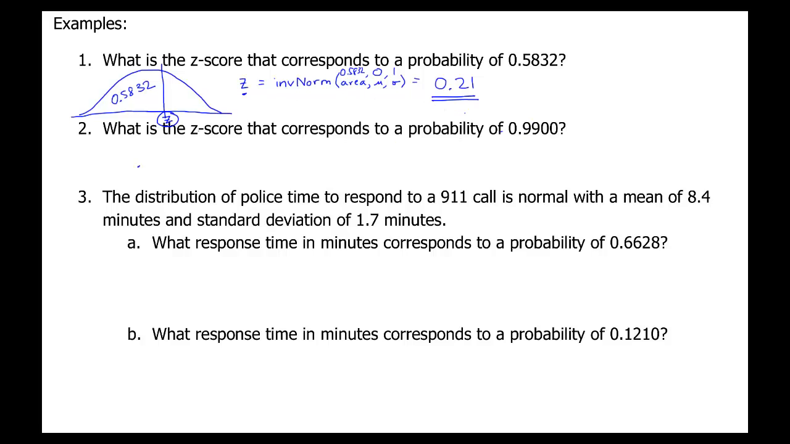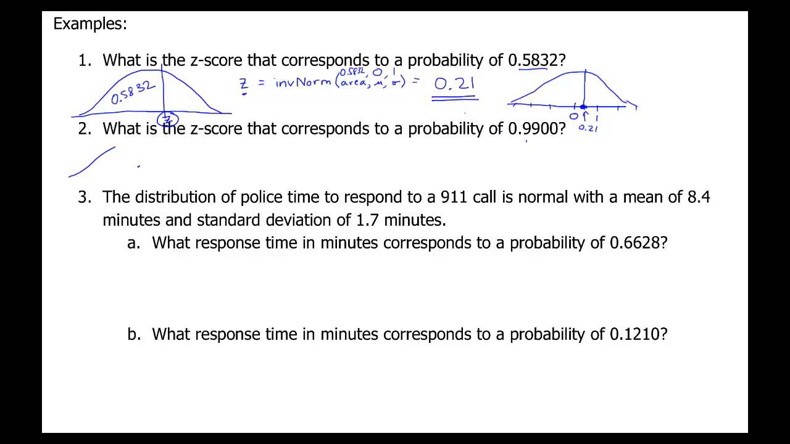And if you want to add that back into your axis, let's draw another one over here. On the z-scale, 0, I'm going to go out 1, 2, and 3. And 0.21 would be somewhere in here. And that makes sense. That would give us an area of over half. So our answer makes sense with the probability that was given.